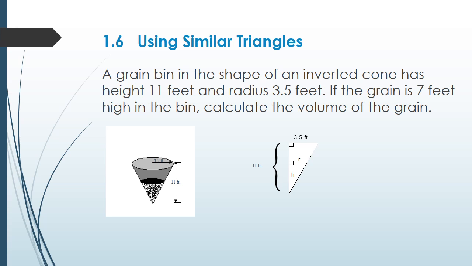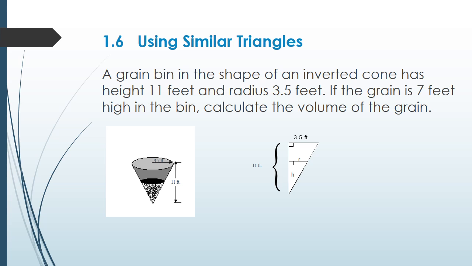Now we're going to try a problem using similar triangles. It says a grain bin in the shape of an inverted cone has a height of 11 feet and a radius of 3.5 feet. If the grain is 7 feet high in the bin, calculate the volume of the grain. Okay, for this problem, we can figure out the volume of the entire cone very easily. We have all those dimensions. What we don't have that we need to figure out the volume of the grain is the radius where the grain is, because with a cone, the radius of the circle depends on where in the height of the cone you are.